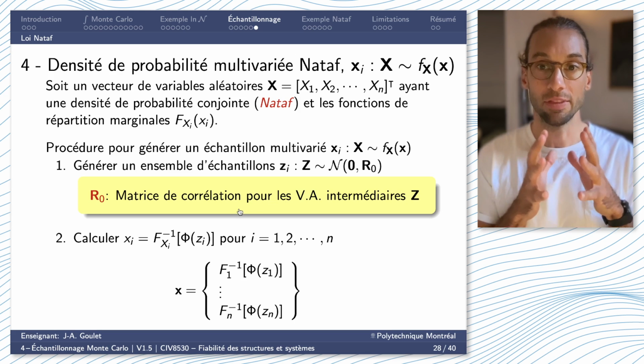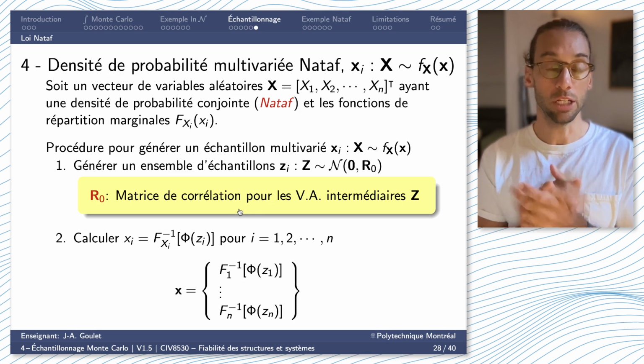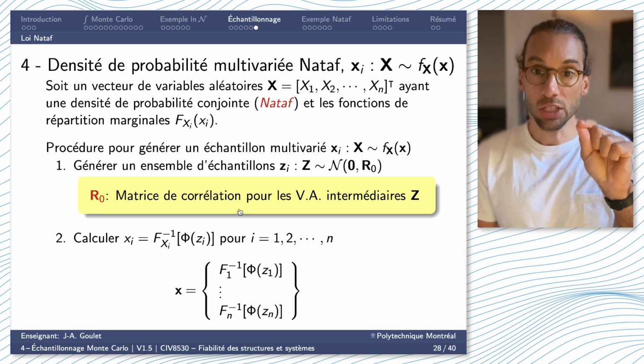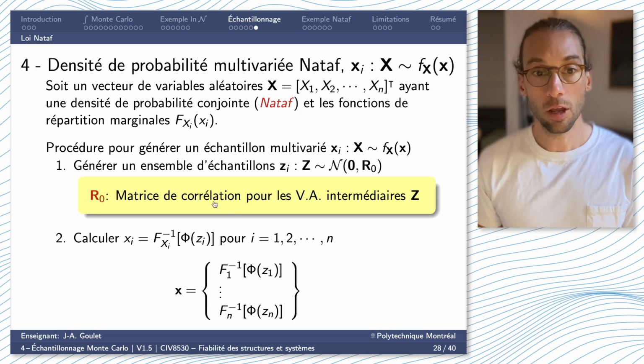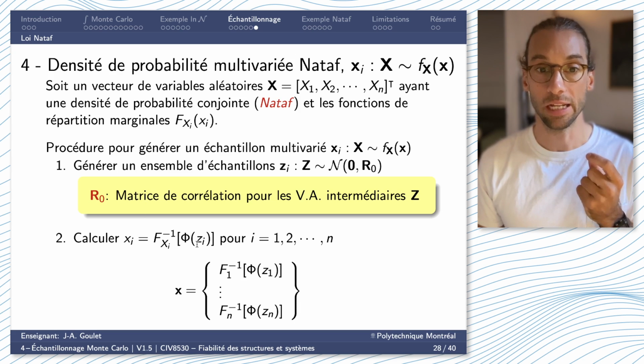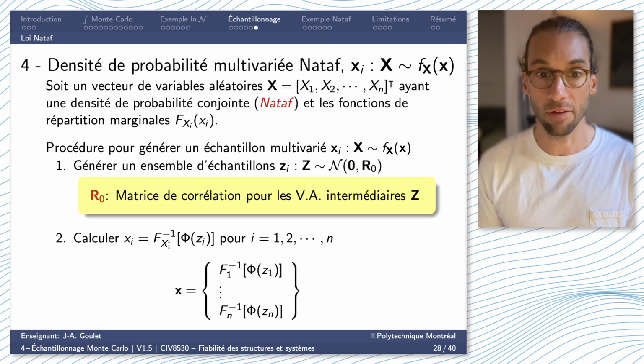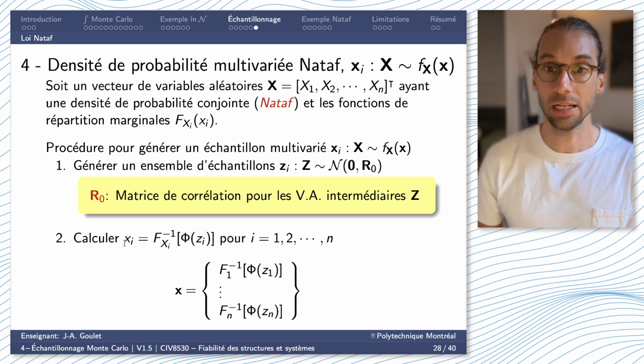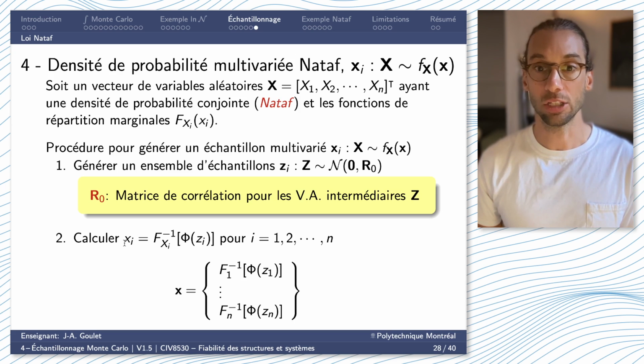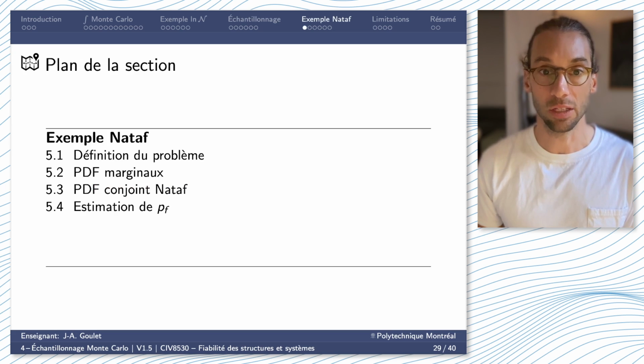Then once we have these samples, the only thing we need to do is to transform each of them one by one through the CDF equality function that we have defined with Nataf. So we're going to take the standard normal CDF for the Zi we generated, and the inverse CDF for each of the respective Xi. These transform the Zi samples into Xi, and I'm going to have access to the samples from my Nataf distribution.